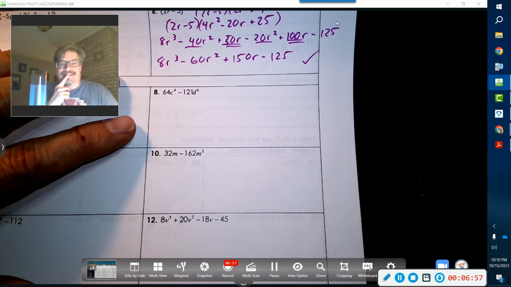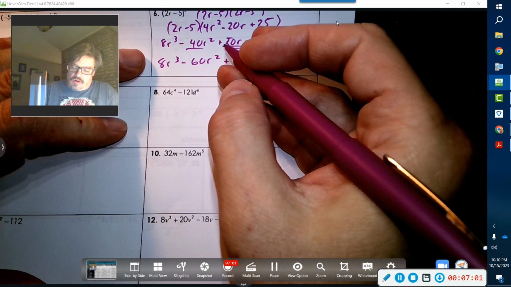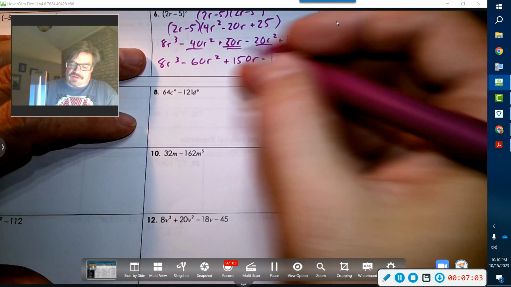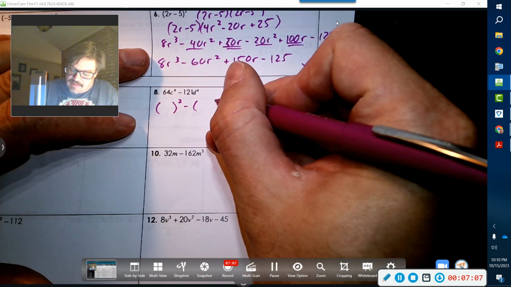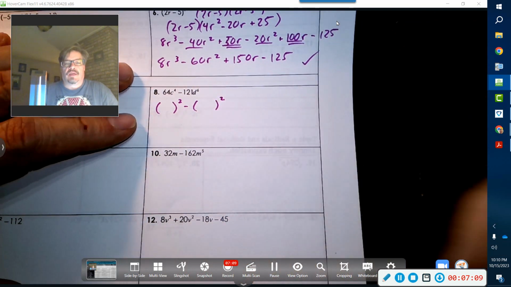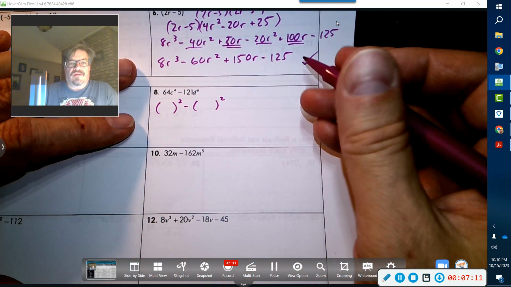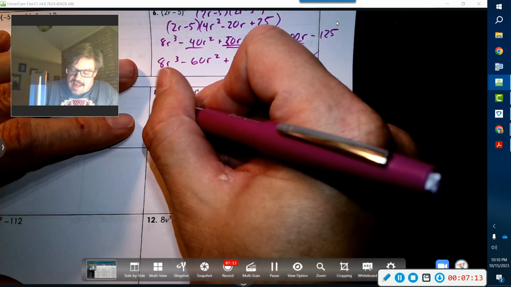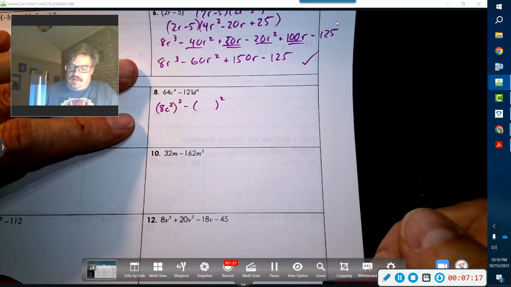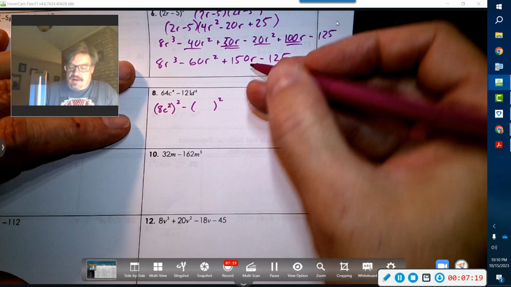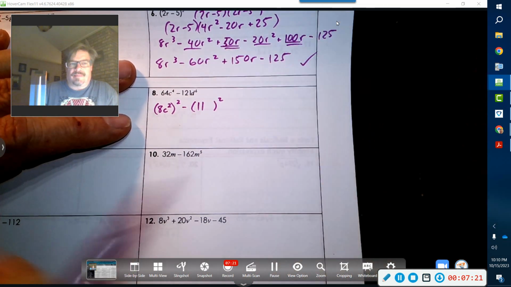Now the reason why I see that is because I see a 64 and a 121. And so, is this a difference of two squares? Do I have something squared minus something squared? Do I have that? Now, if I'm careful, oh, okay, I see an 8 and then a C squared. Okay? Then over here I see an 11. Now, I'm not bothering with the cubes.